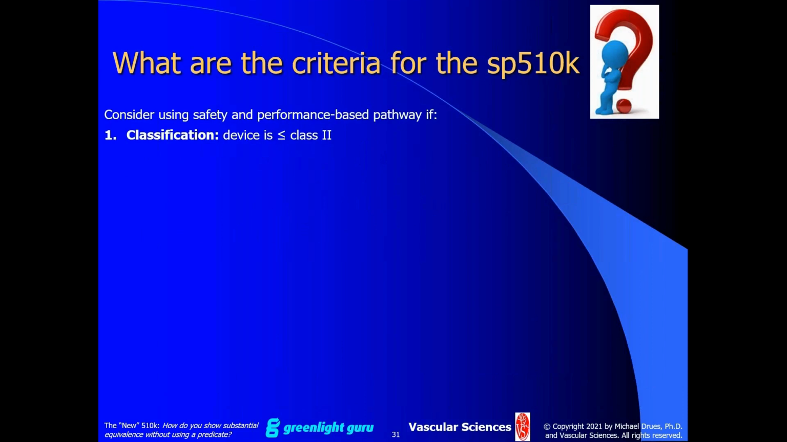So what are the criteria? Now we're really going to start to get into the details of the SP 510K. What are the criteria that we need to meet in order to consider the SP 510K pathway? The first criteria is classification. The device has to be less than or equal to class 2. In other words, it cannot be class 3.